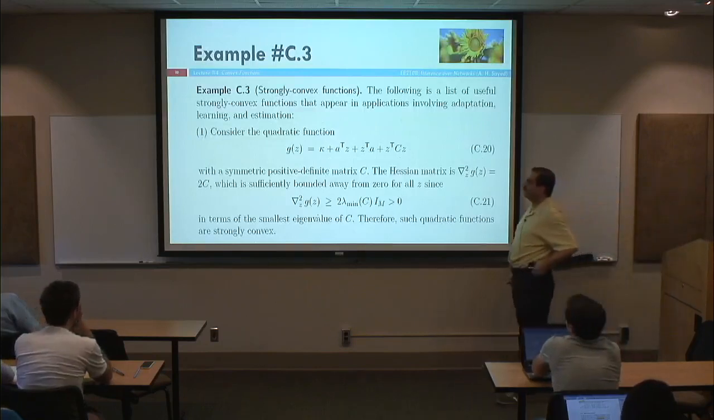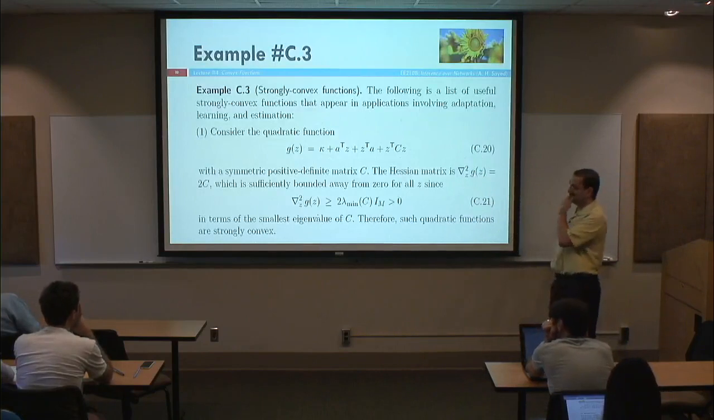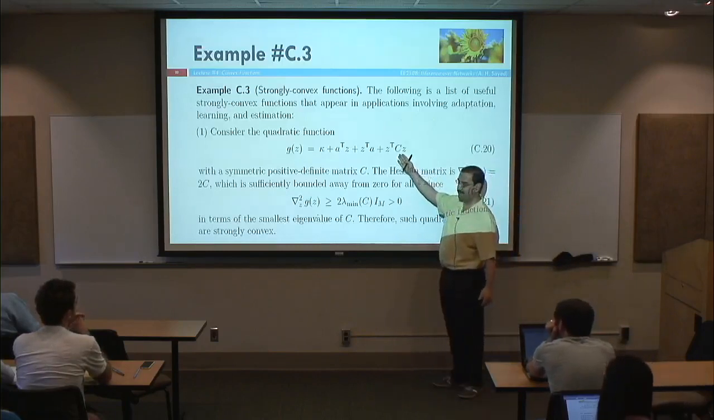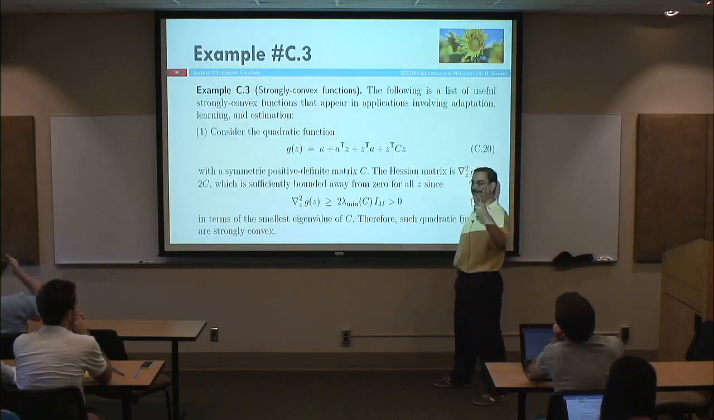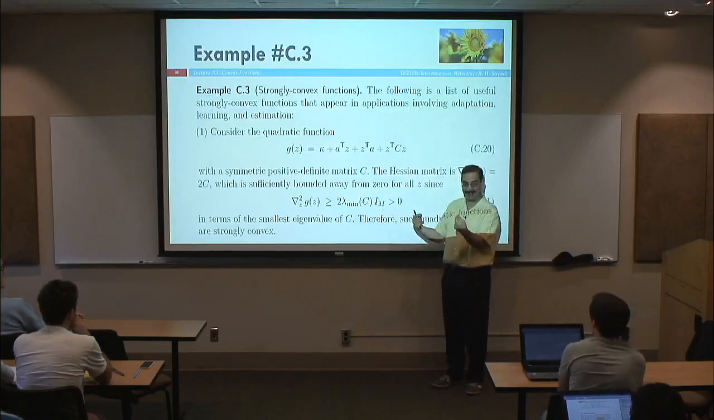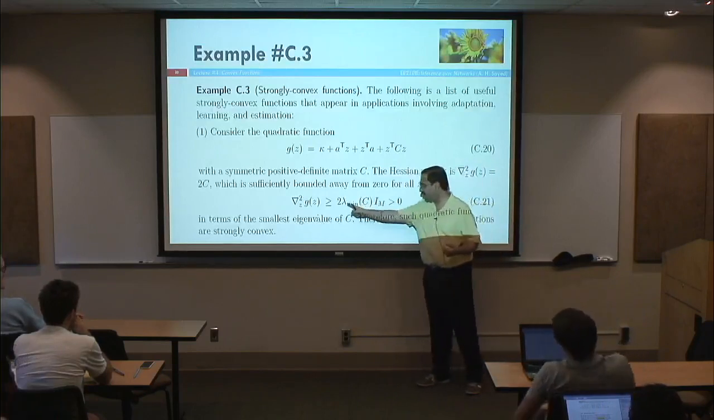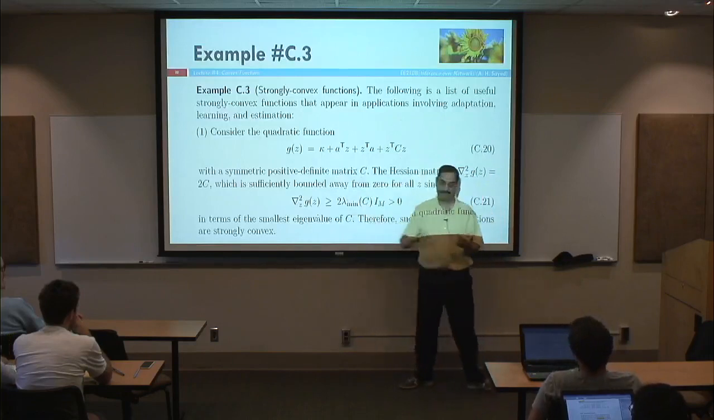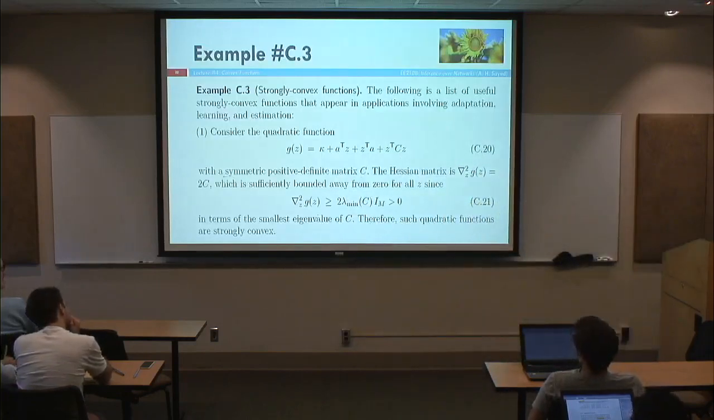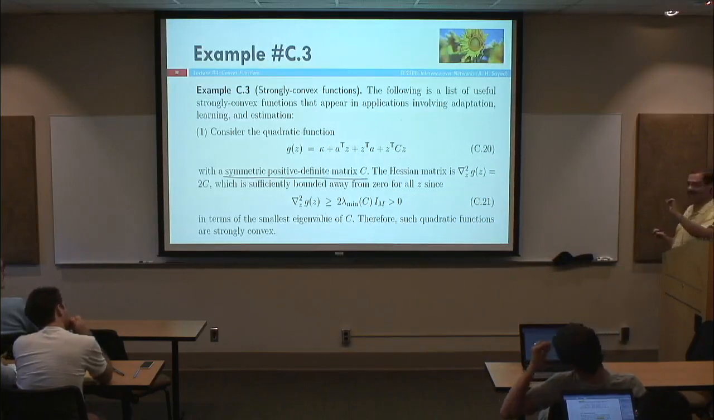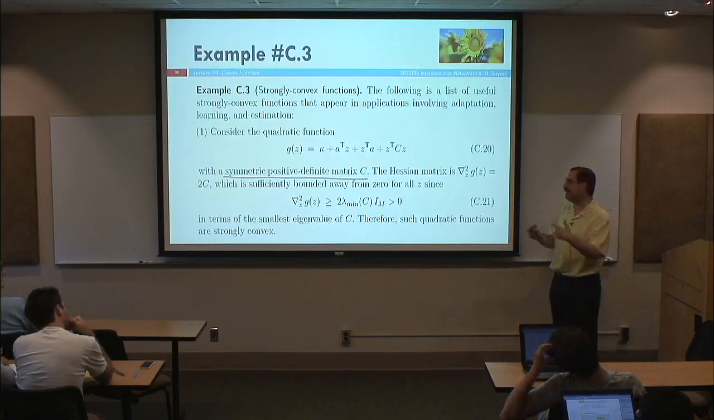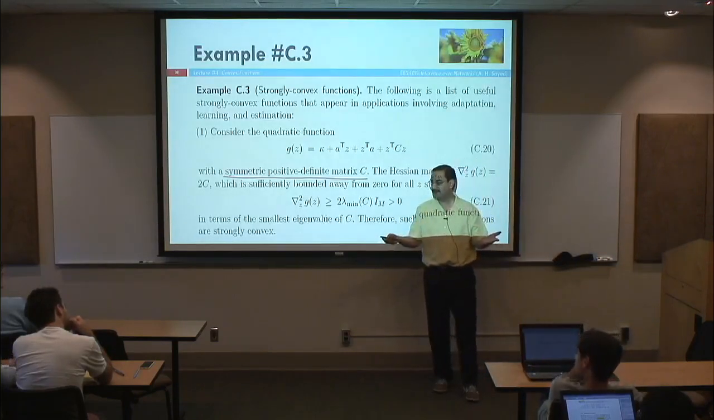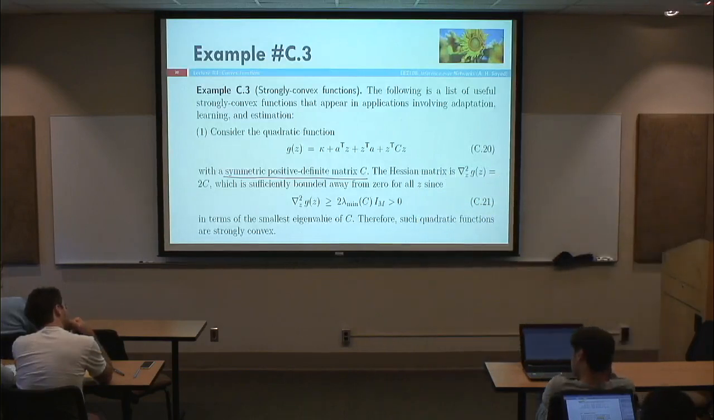Let's take this quadratic function. Is it strongly convex, for example? What's the Hessian matrix here? 2C. I told you last time not to forget the 2. 2C is lower bounded by 2 lambda min of C, the smallest eigenvalue of C. Here I'm assuming C is symmetric and positive definite. I'm telling you that. You see it here. So it is nu strongly convex, and what's the value of nu? 2 lambda min of C. So quadratic functions where C is positive definite and symmetric are necessarily strongly convex. Very good. And we know the value of nu.